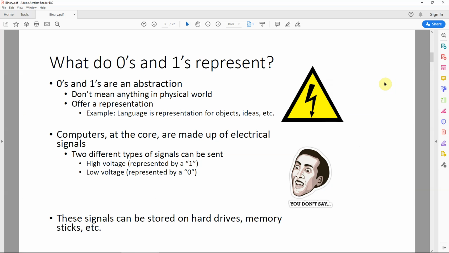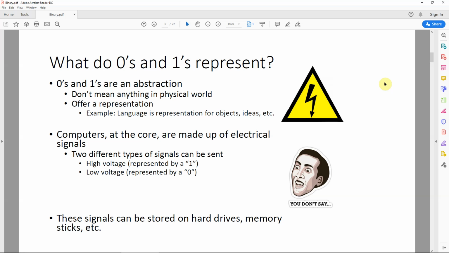Okay, well, zeros and ones are nothing really. It's just an abstraction. What do I mean by that? It doesn't really mean anything in the physical world. It's like a language. If I use the word table in English and I said, hey, everyone look at the table, you guys would all know what to look at. You're probably sitting at a table, your laptop's sitting on a table, right? So you would look down and see the table right in front of you.